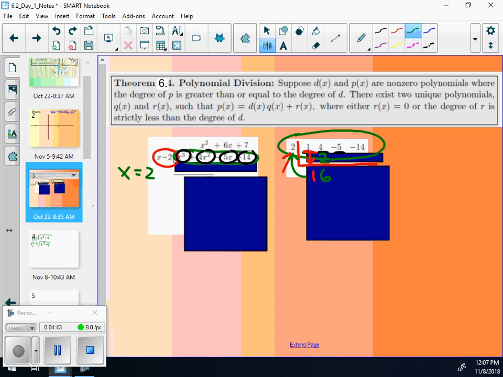So now we have a 1, we have a 6. From there, we're going to do the same process over and over again. So take our 6, multiply it by our divisor of 2. 6 times 2 is 12. Then we have negative 5 plus 12, which will give us 7. And then we do the same thing one last time. 7 times 2, we'll get 14. Then we have a negative 14 plus 14, and we'll get 0.